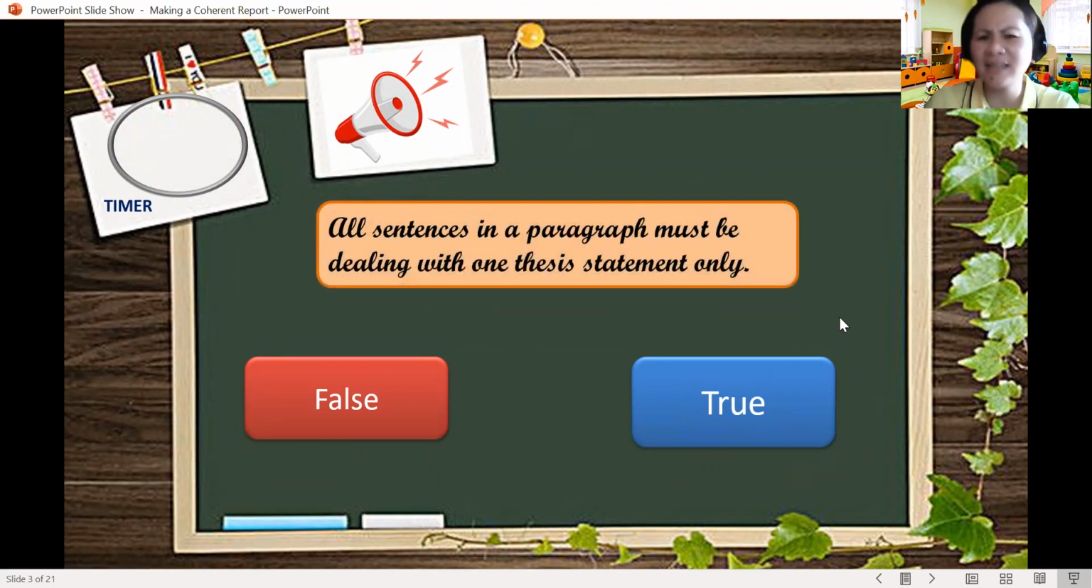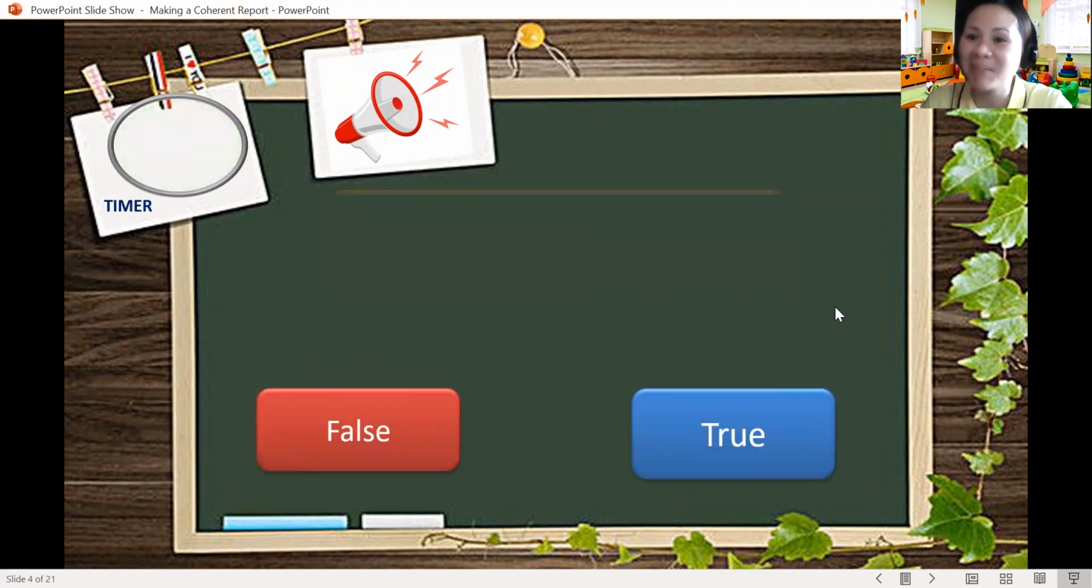Next sentence. All sentences in a paragraph must be dealing with one's thesis statement only. Is it true or false? Think about it. Time is up. What is your answer? All right, it is true. Very good. Now let's go to the third statement.